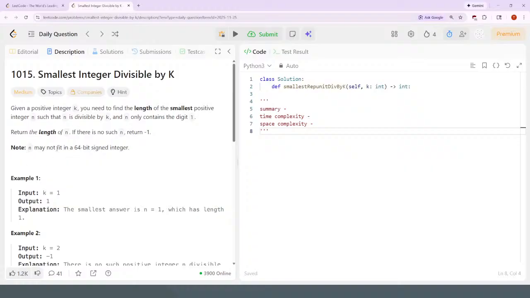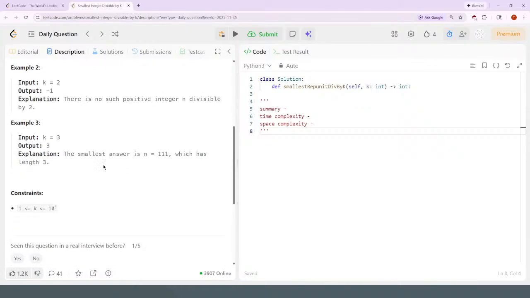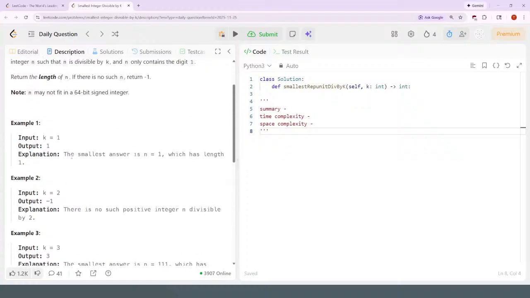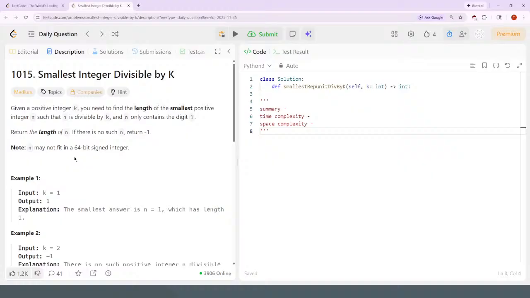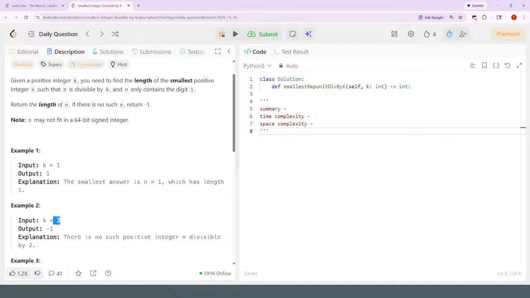n may not fit in a 64 signed integer. Okay. What's the size of k, I guess? It's up to 10 to the 5th. It needs to be all ones. So if k is 2, something with all ones is never going to be divisible by 2 because it's odd.